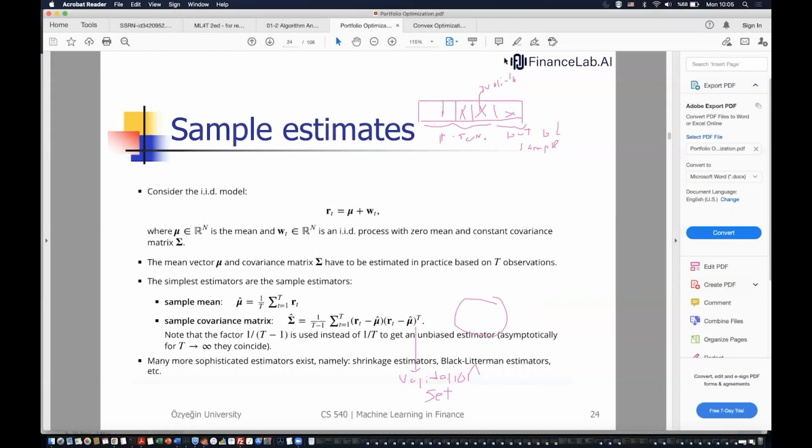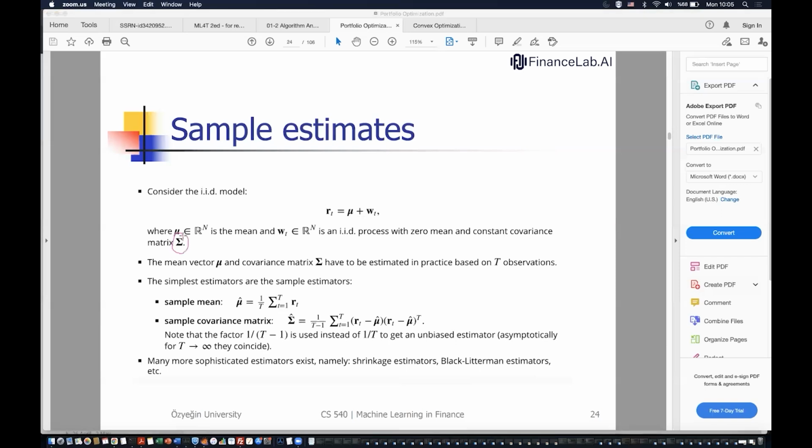And in sample estimates, again, some basic statistics. So if the model is an IID model, independently identically distributed, then we assume that the return is the expected mean plus some white noise. And again, similarly, we have the covariance matrix, which in this case is the covariance matrix sigma. And in this case, the simple estimators will be the sample estimators.